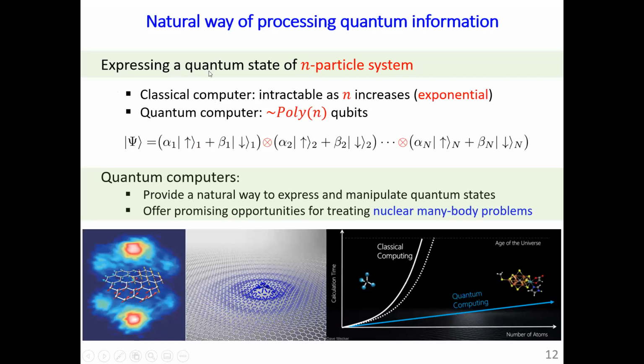Classically, expressing a quantum state of an n-particle system becomes intractable as n increases, since the scaling is exponential. However, a quantum computer offers a better way to do that. In principle, people would need only a polynomial number, n, of qubits to store the quantum state. And in essence, as I see it, quantum computers provide a natural way to express and manipulate quantum states, and it also offers promising opportunities for treating nuclear many-body problems.